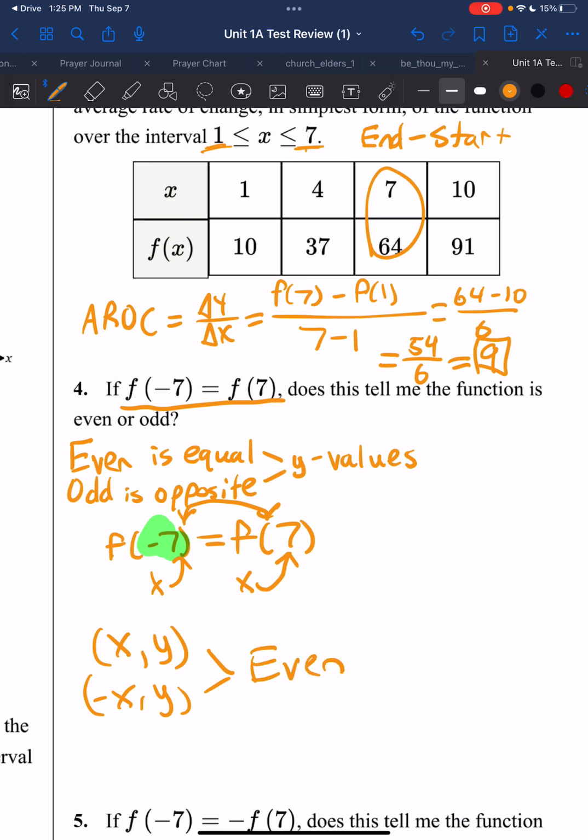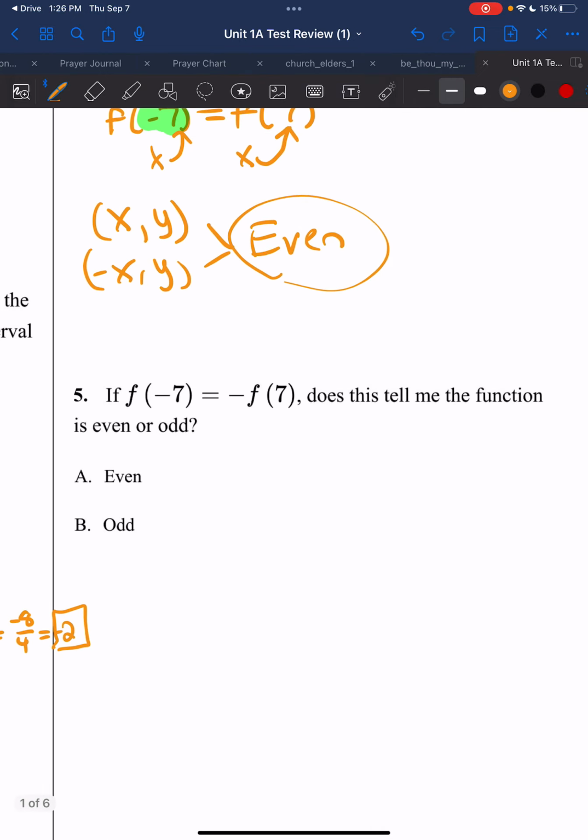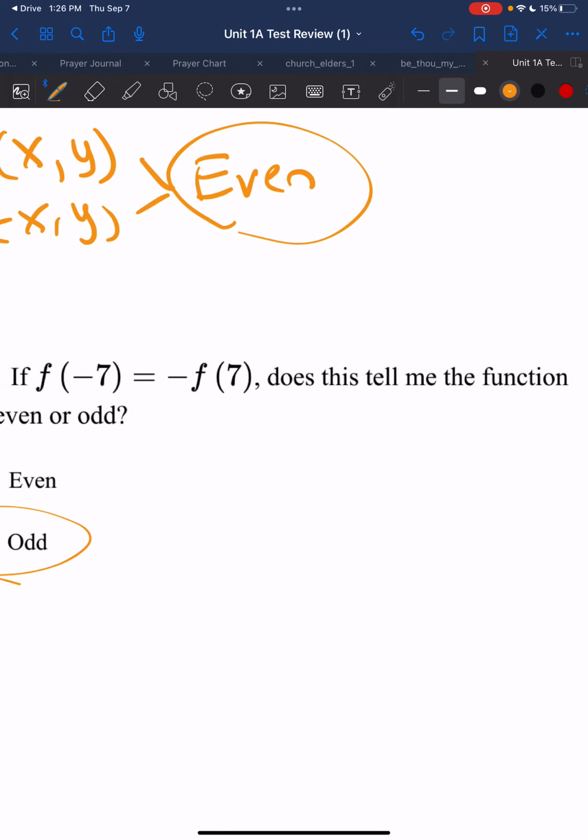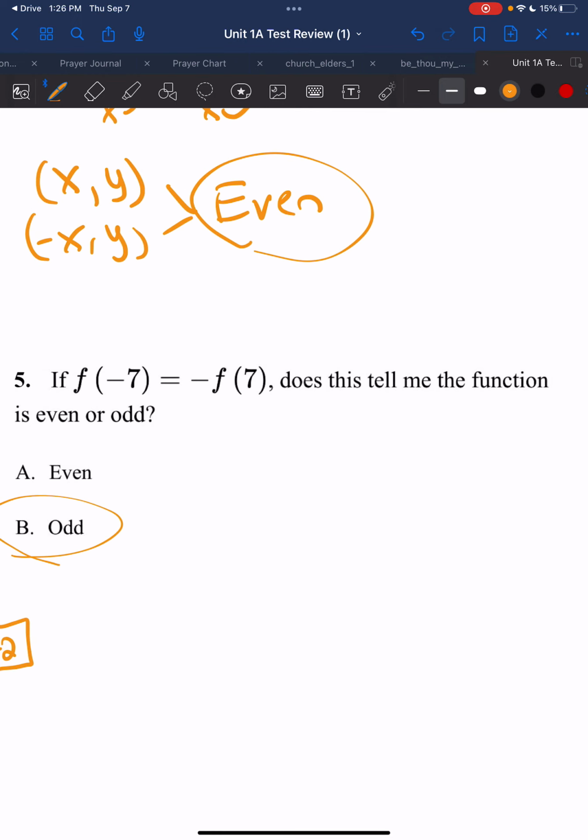Opposite x values, 7 and -7, are opposite x values, and they equal each other. So whatever the function outputs at 7 and -7 is the same thing, even as equal, so I know that this is even. And that kind of leads you to think, well, if that one was even, this one's probably odd. But let's walk through the notes again.